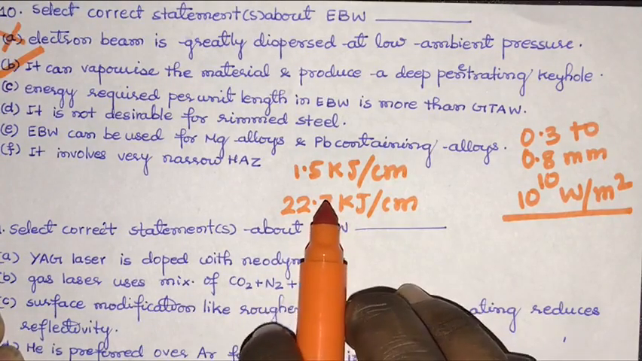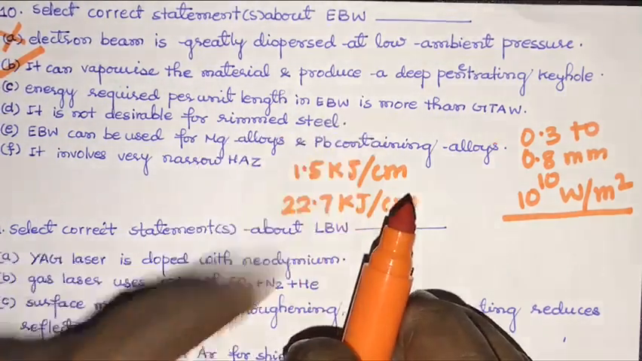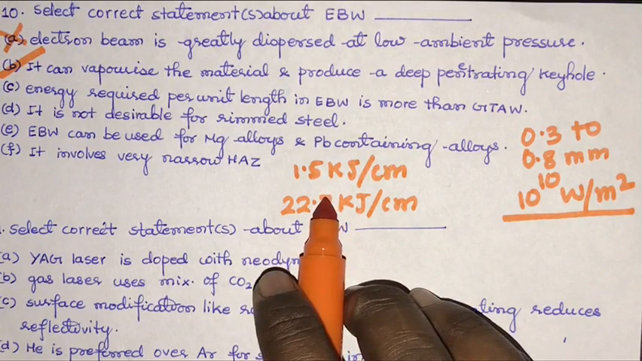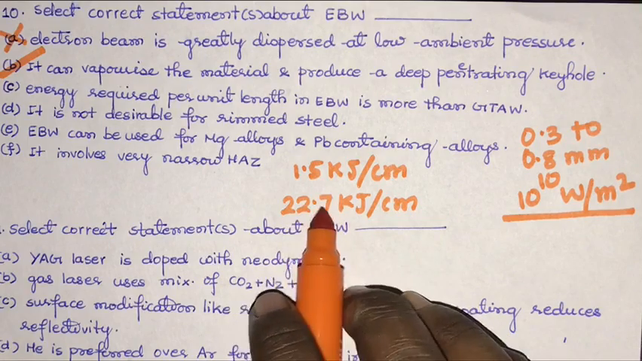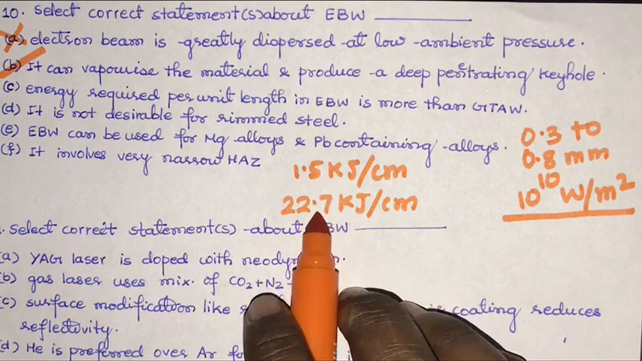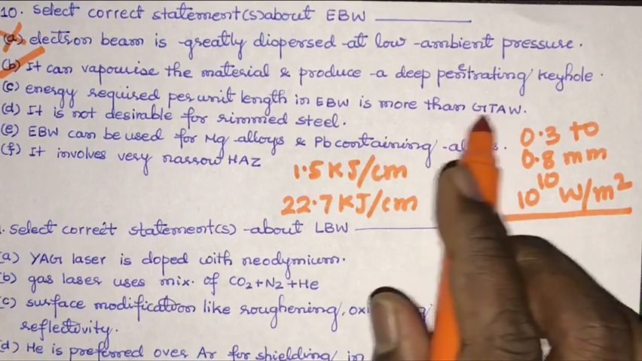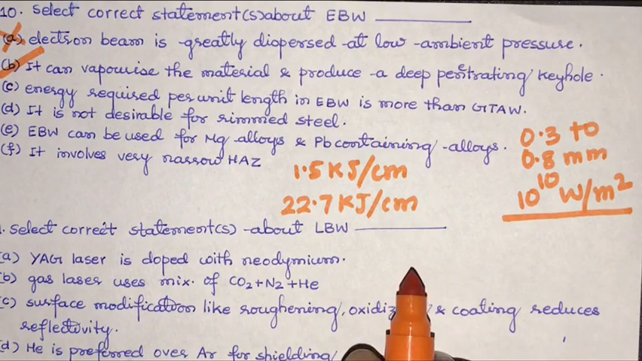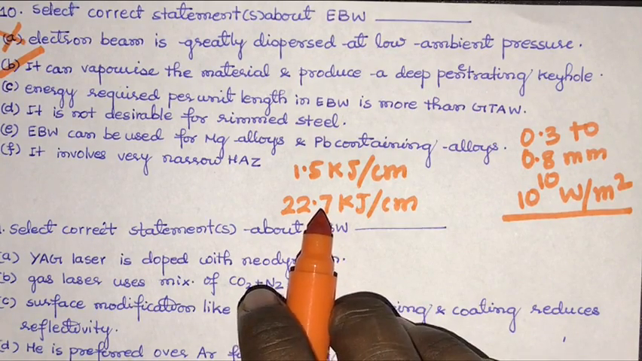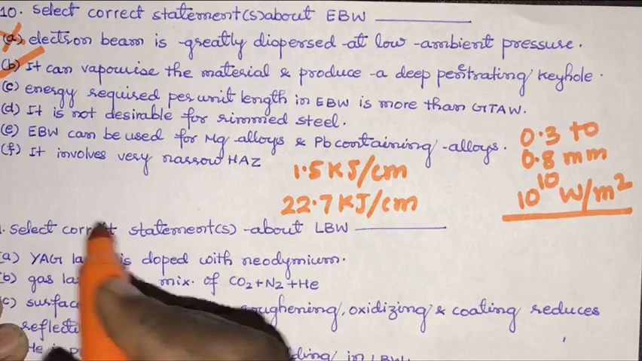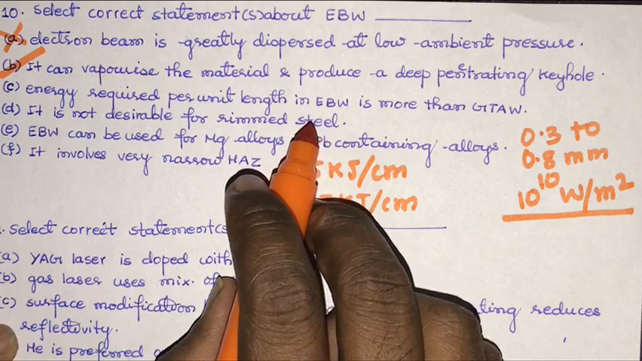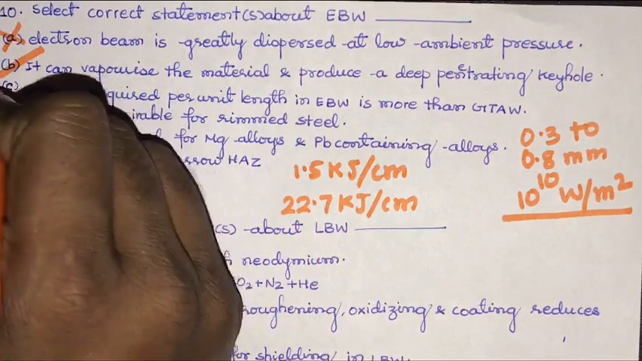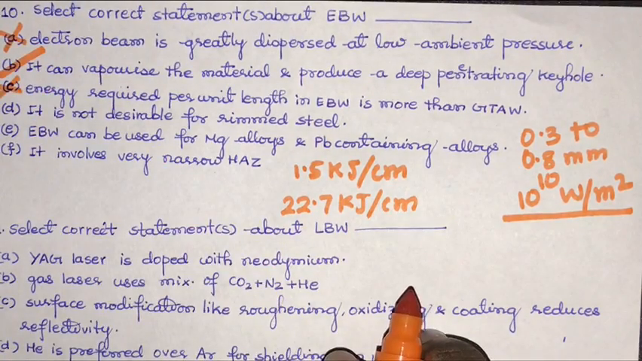because of the very high power density in electron beam welding. But in gas tungsten arc welding, the power density is not much, and hence there are very high heat losses, so it requires high energy. So this statement, that is C, is absolutely incorrect, because electron beam welding requires low energy.